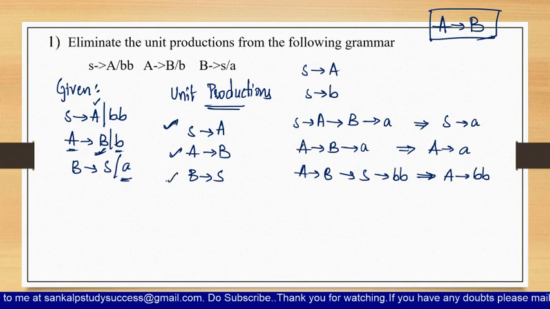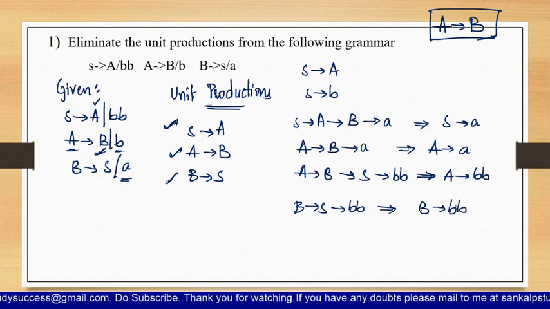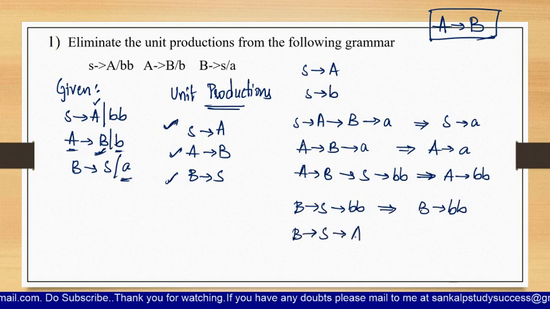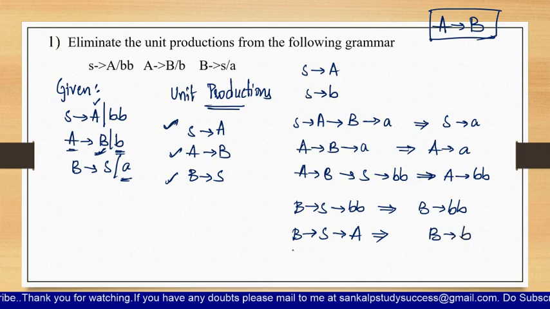Now let us consider capital B tends to S. In the place of S, if you substitute BB, then capital B tends to BB. Or if in the place of S you substitute A, B tends to S tends to capital A. Then this capital A, if you substitute small b, then it becomes B tends to small b. Or if you substitute capital B, then again it will be reaching the starting symbol, which is capital B only. So these are the new productions.